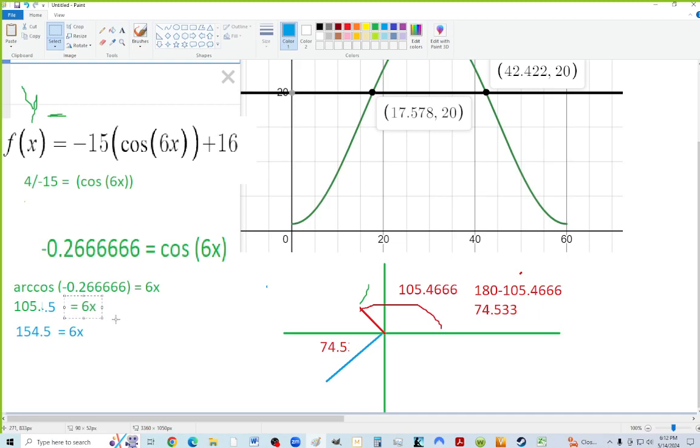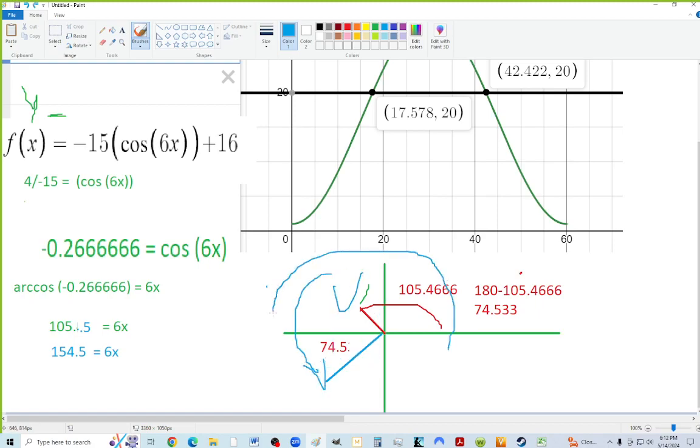Why are there always two possible solutions? Because on my Ferris wheel, I hit that height on the way up and on the way down. On the way up, it's in quadrant 2. And on the way down, it's in quadrant 3. Because my Ferris wheel's going like that.